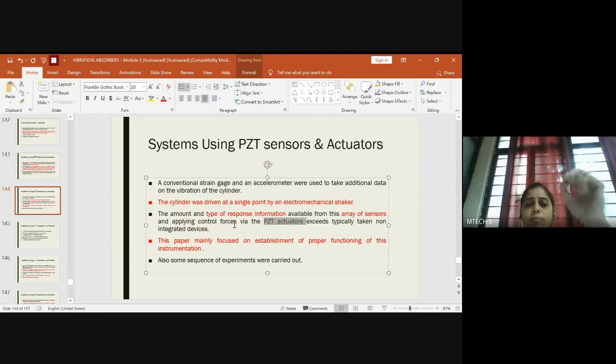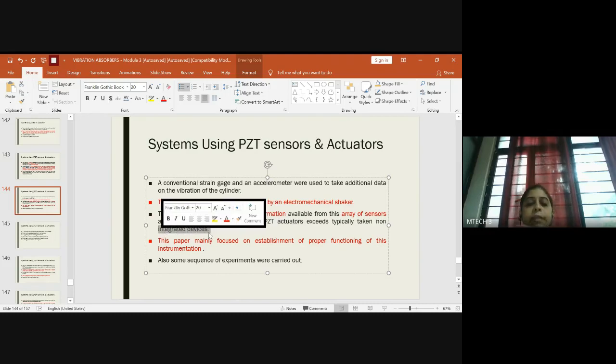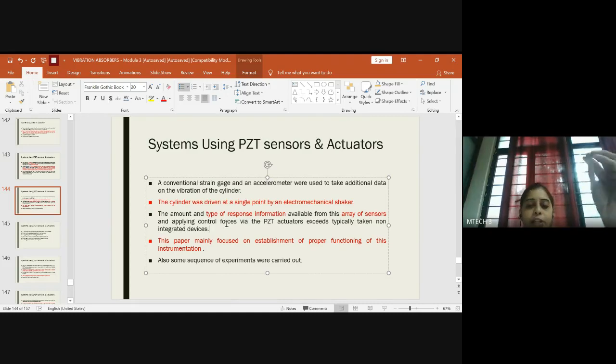For that, you should be having a controlling unit. So based on the responses, the actuator will do the required work. That will be taken only with the help of this integrated device. Integrated device is nothing but you should be having a controlling unit along with these two so that the work will go systematically. So this was the arrangement he made to see how one smart structure works by using PZT sensors and actuators.